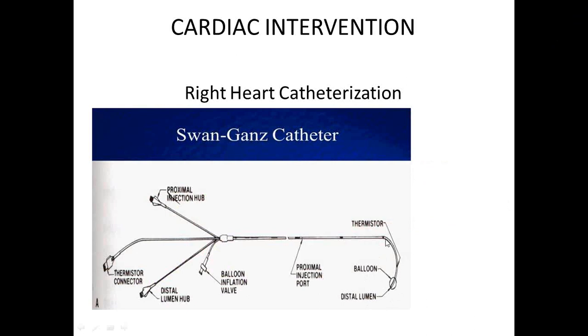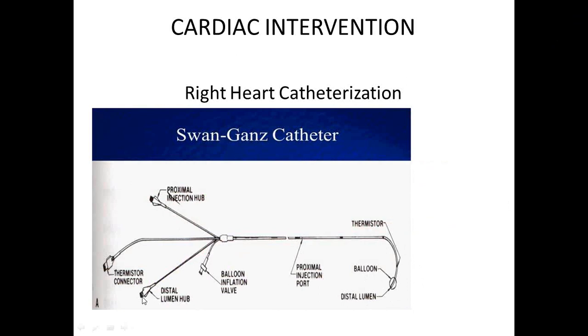Again, you have the thermistor, which allows us to measure. One of the methods to calculate cardiac output is we inject relatively cold fluid in the catheter, and we are able to measure flow. Okay, so the thermistor, and then the proximal injection port. So these are the different hubs. When you inject air in this hub, the balloon inflates. So this is the balloon inflation valve, and then this hub is the distal lumen.